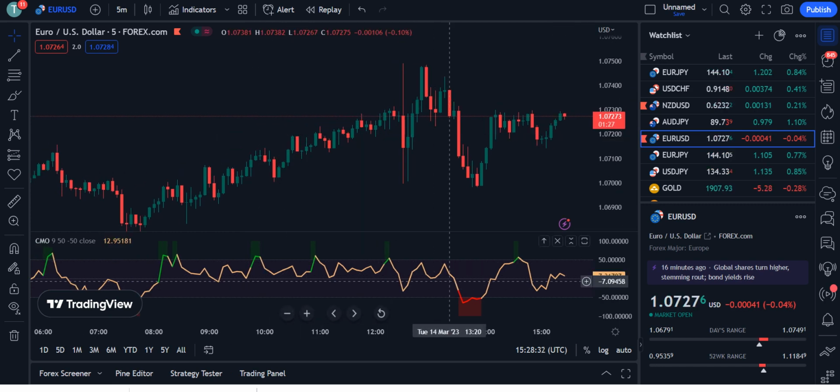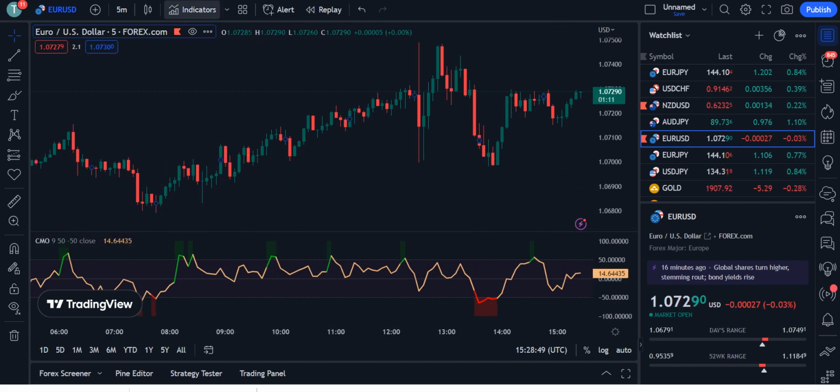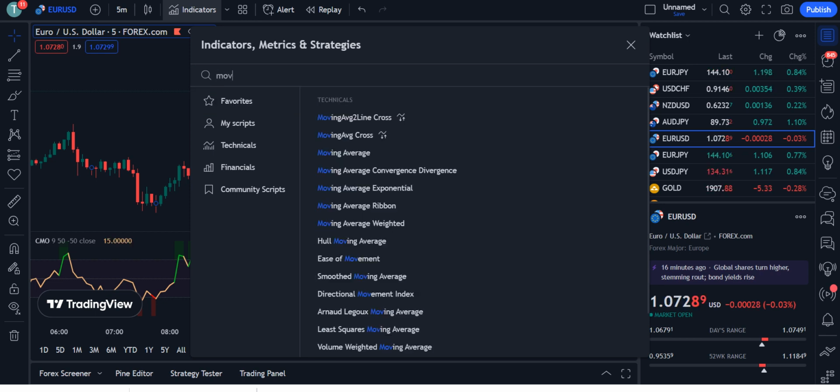As you can see here, there are some red color signals and some green color signals. These are basically the oversold or the overbought levels that are marked by this Shandy Momentum Oscillator. Okay. I'm going to add one more indicator, and that is the moving average exponential.